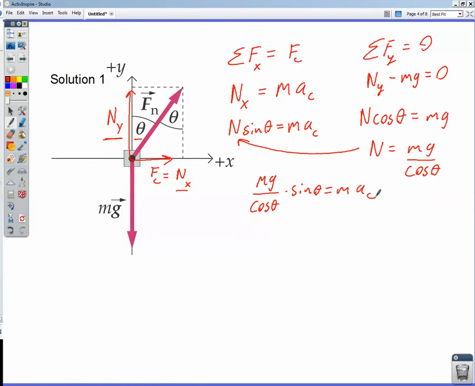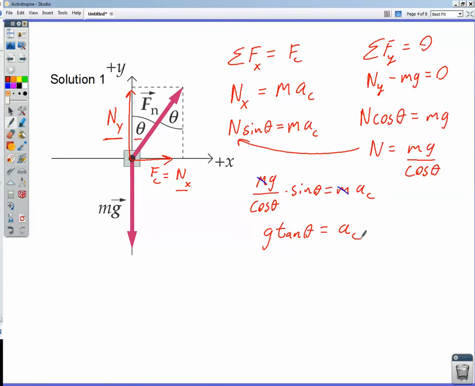So we see that we've got an m on both sides of the equation, so the m's cancel. Bye-bye. And we have sine over cosine, so we can simplify that to tangent. So we end up with g tan theta is equal to the centripetal acceleration. That is a generalized result. Anytime we do not have friction involved in a banked turn, that's going to be the case. It might be worth remembering that.